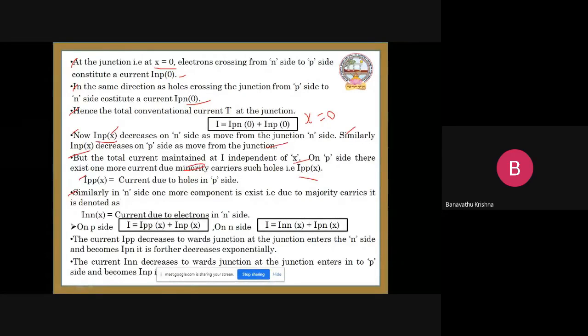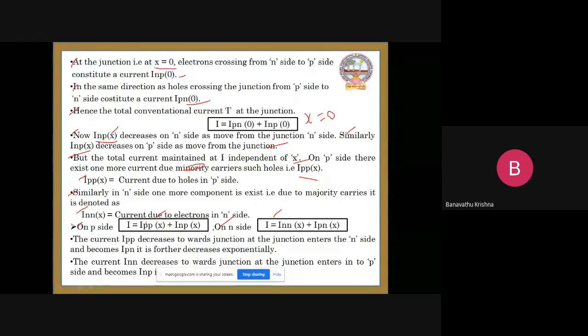Similarly, in the N side, one more current component exists due to majority charge carriers, denoted as INN of X. This is the current due to electrons on the N side. So on the P side, the total current is I equal to IPP of X plus INP of X. Similarly, on the N side, I equal to INN of X plus IPN of X.